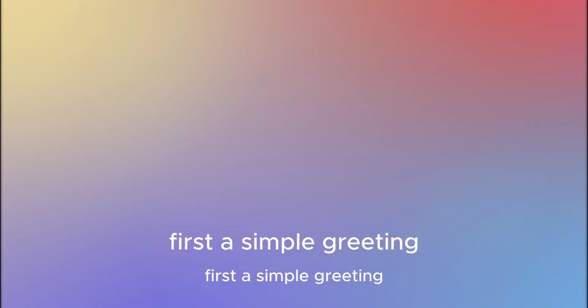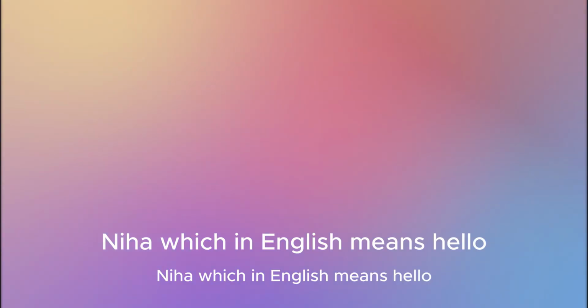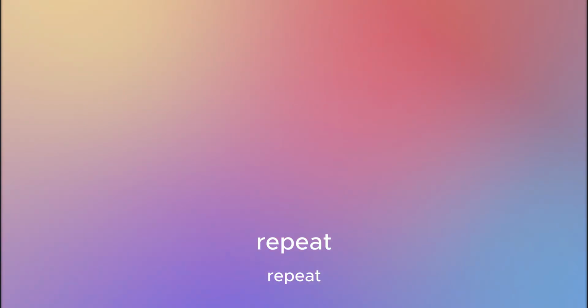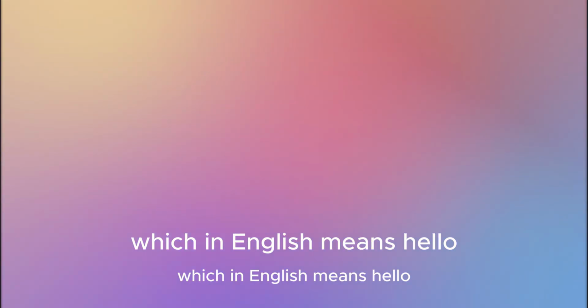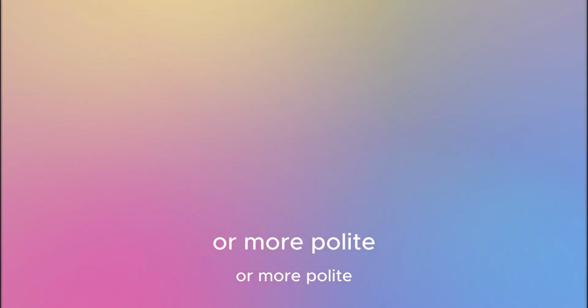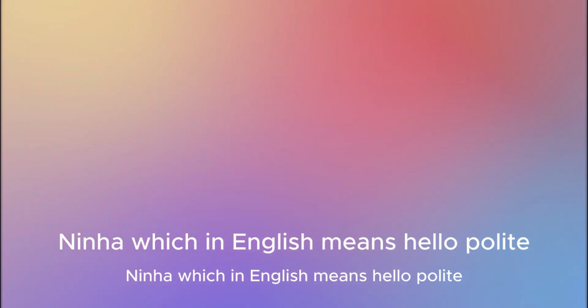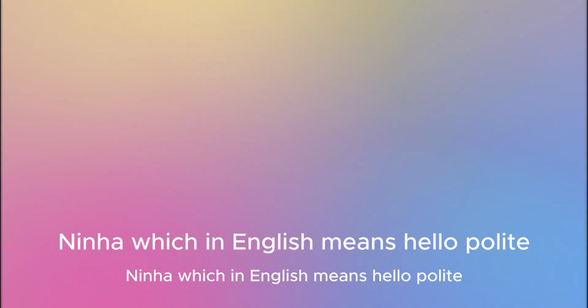Let's begin. First, a simple greeting. 你好, which in English means hello. Repeat. 你好, which in English means hello. Or, more polite, 您好, which in English means hello, polite. Repeat. 您好, which in English means hello, polite.